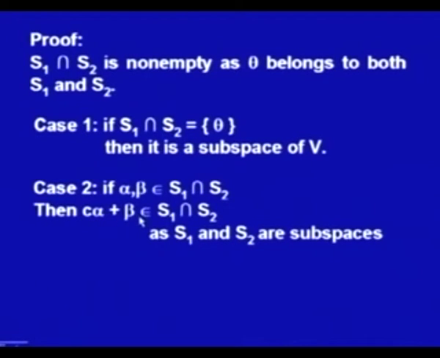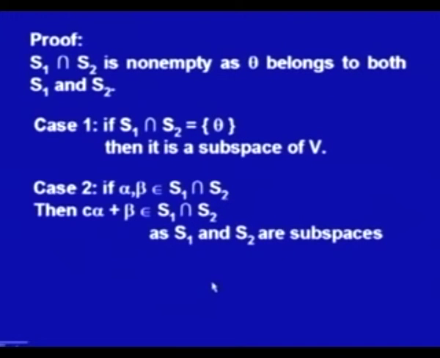That means we are trying to apply the basic definition of subspaces. So, for alpha, beta belonging to a set, if C alpha plus beta also belongs to the set, then that set forms a subspace. That is what we are going to apply. So, let us consider C alpha plus beta also belongs to S1 intersection S2.